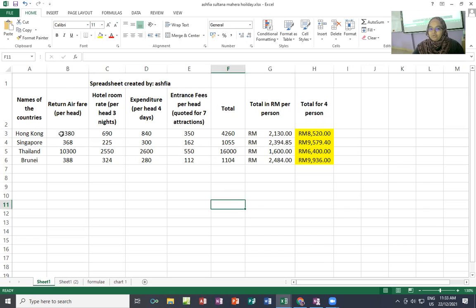So what you have to do, times whatever that you have to times per night, times whatever that you have to times per day, total up in its own currency. These are the total for one person, and then change it to currency, and then you times by 4. So this is the answer. Which country is affordable for your father? Thailand. Thailand is below 7,000.